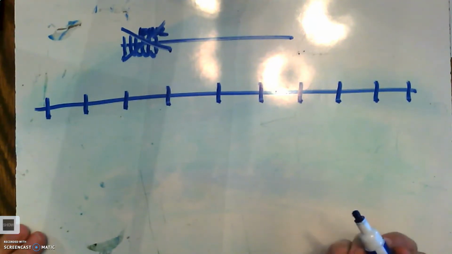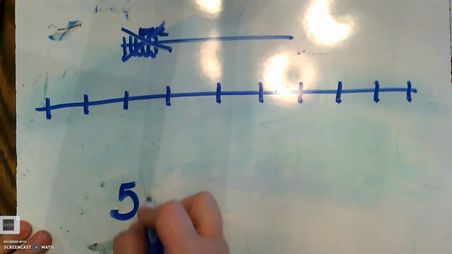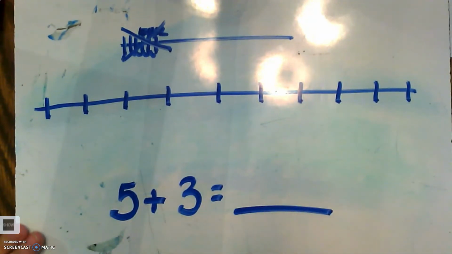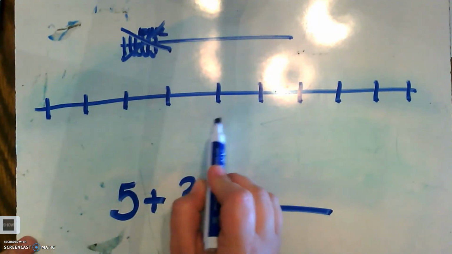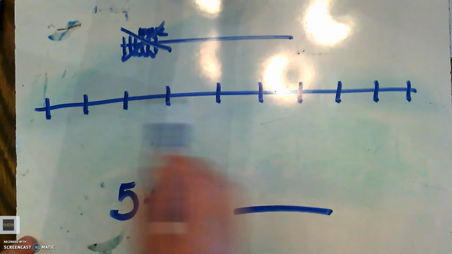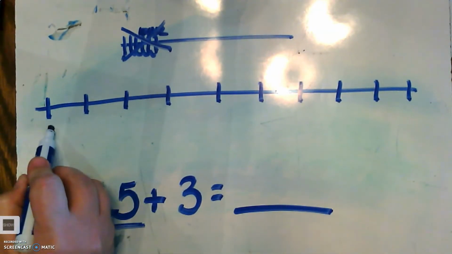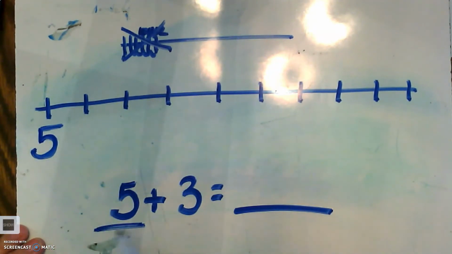So let's get started. We're just going to practice. We're going to have a problem. We're going to do 5 plus 3 equals blank. Now, the cool thing about when you make your own number line is that you can start it with whatever number you want. So I could start with 1, 2, 3, 4, 5 and put 5 here, but then I kind of waste all of this part of my number line. I don't really need it. If I know I'm starting with 5, then guess what I'm going to write here? I'm going to write 5 because I already know that's what I'm starting with.